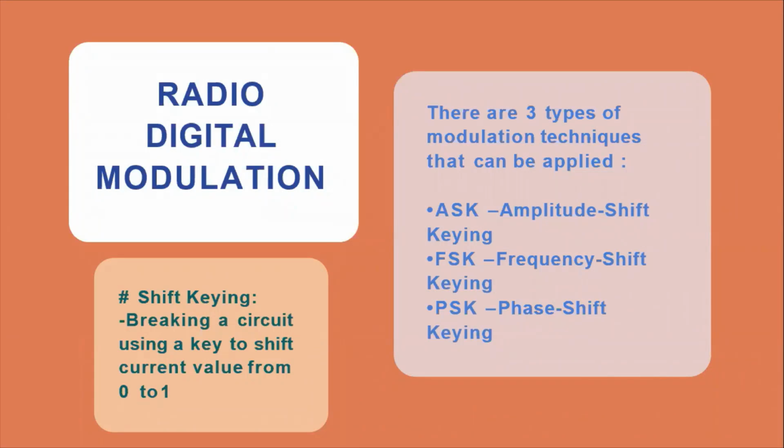So now we'll proceed to radio digital modulation, RDM. Basically, the three techniques that we learned earlier, which are ASK, FSK, and PSK, can be categorized under RDM. By the way, shift keying means breaking a circuit using a key to shift the current value from 0 to 1. We will observe it in a more detailed way later on.